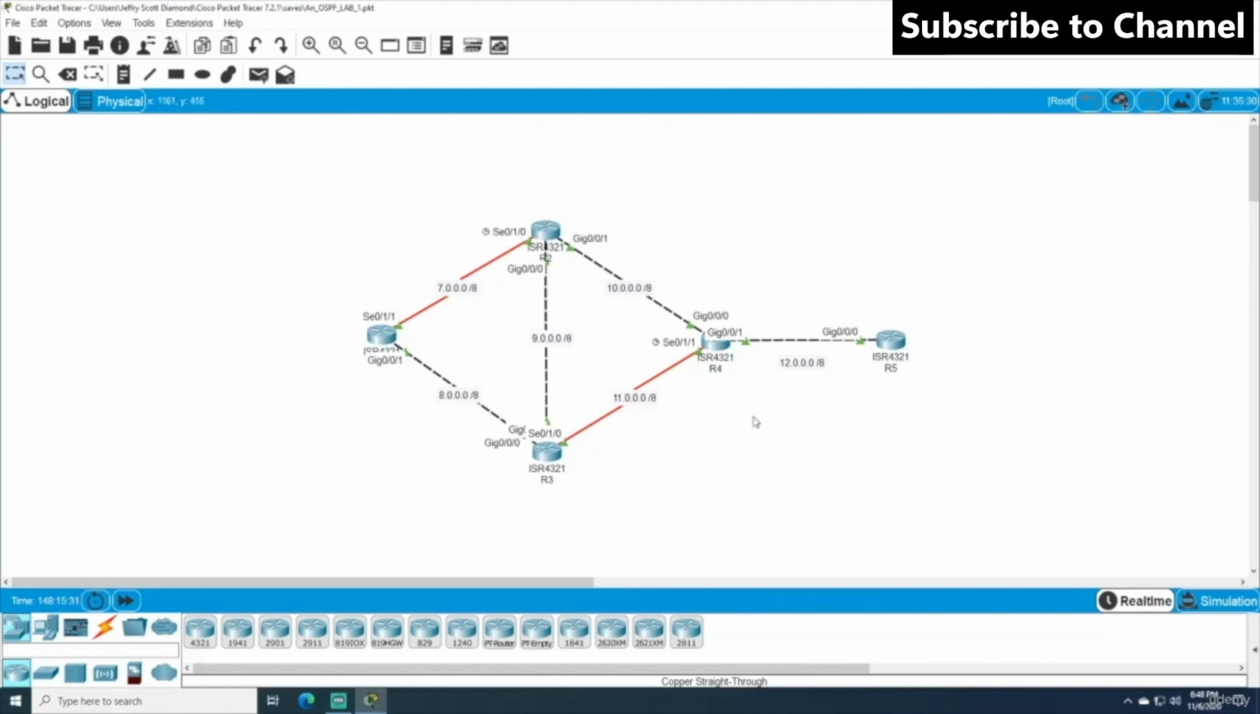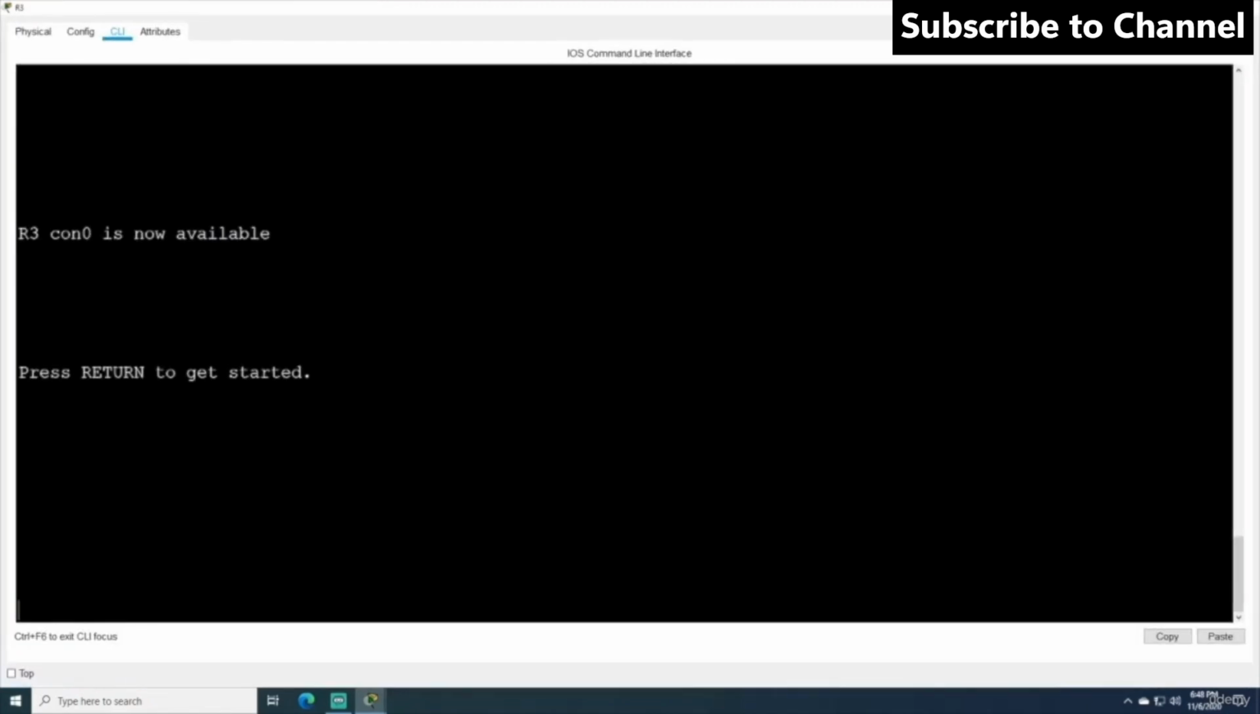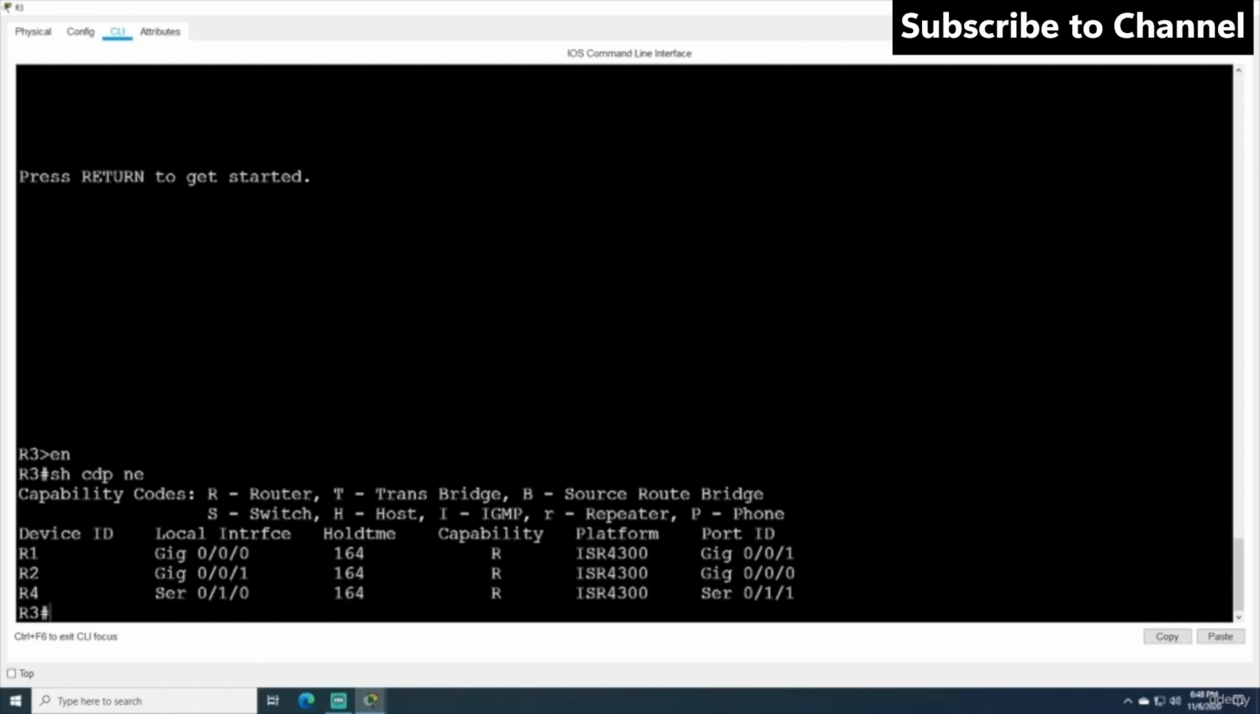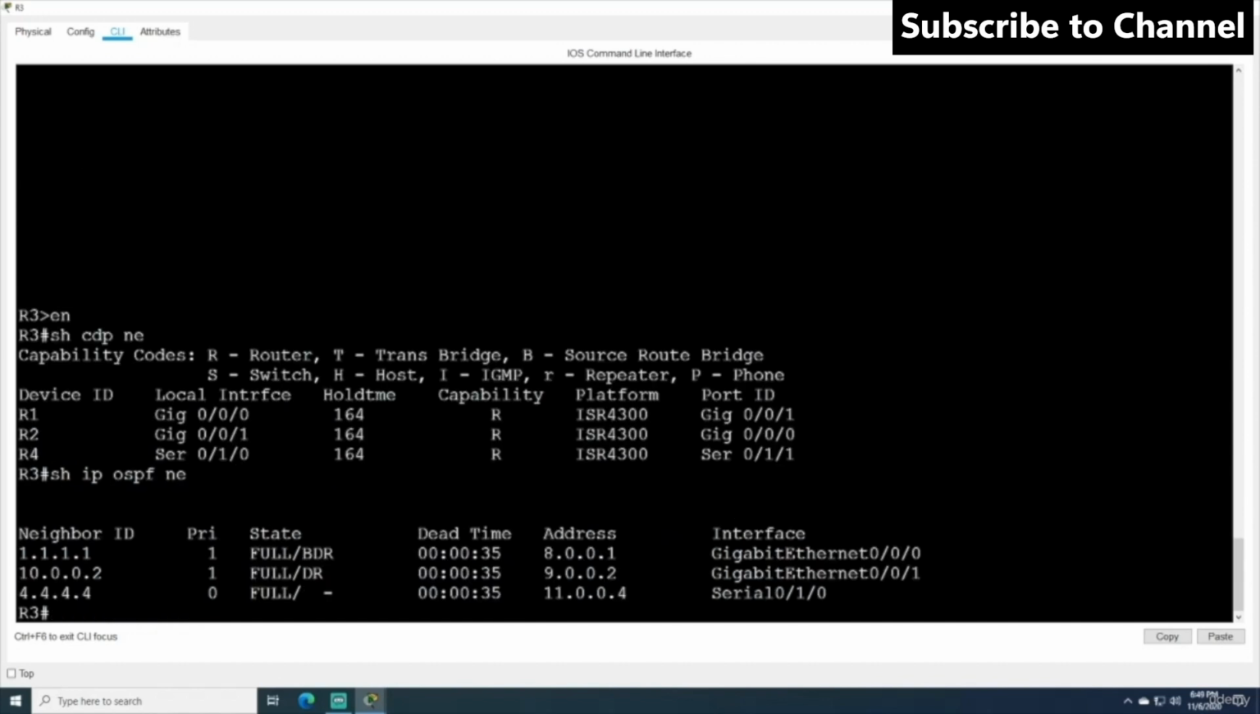Now let's log into router 3. And here I'm going to issue 2 commands. First command is show CDP neighbors. CDP stands for Cisco Discovery Protocol, and it was written so that Cisco devices could detect other Cisco devices on a network, but it will work with some other manufacturer devices. And I'm going to follow that with a new command, show IP OSPF neighbors. This will give us a list of neighbors from the perspective of OSPF running on router 3.